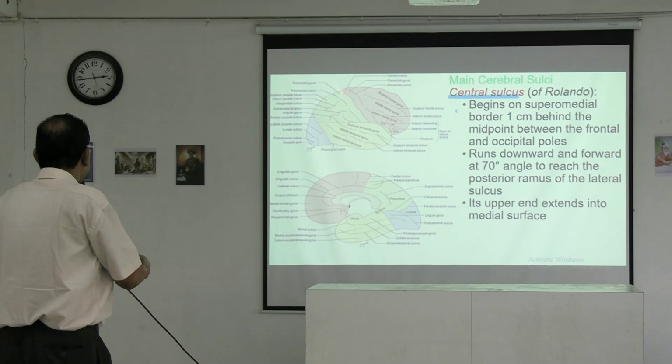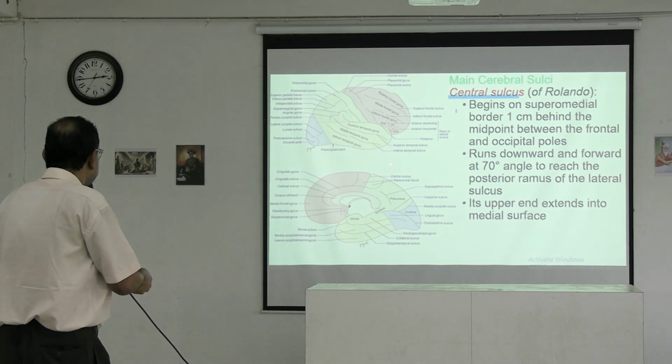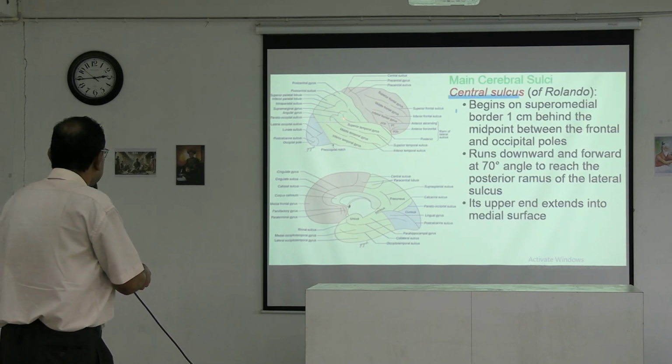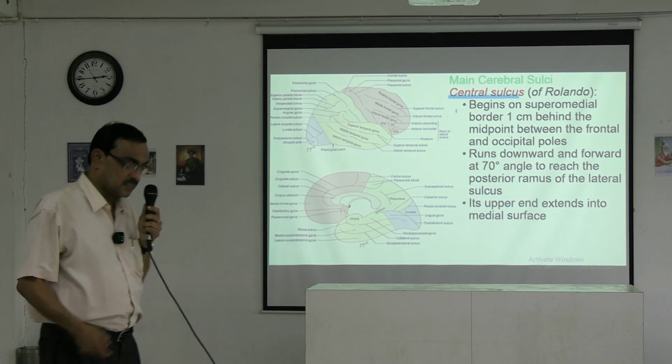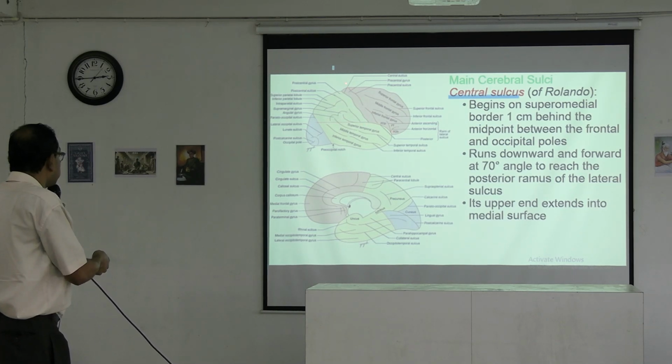Similarly, we can find this is the central sulcus and this is the lateral sulcus. And lateral sulcus starts from the inferior surface and it is continued on the superolateral surface. And it has got 3 components: one is anterior horizontal, one is anterior ascending, and one is posterior limb of the lateral sulcus. This is the central sulcus which is visible in the superolateral surface and touches the posterior limb of the lateral sulcus.